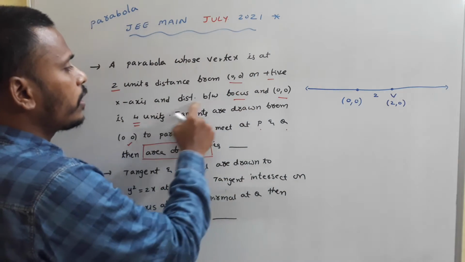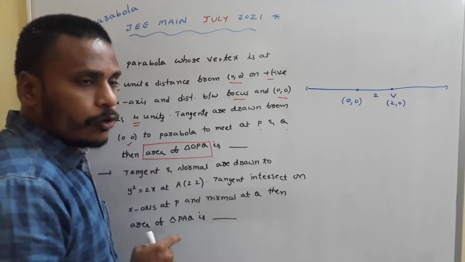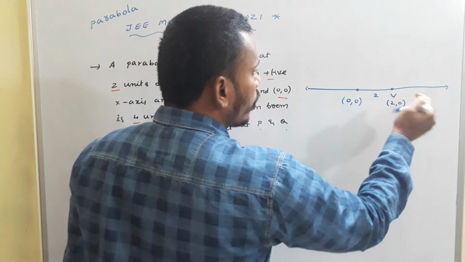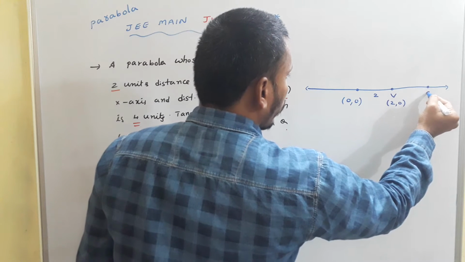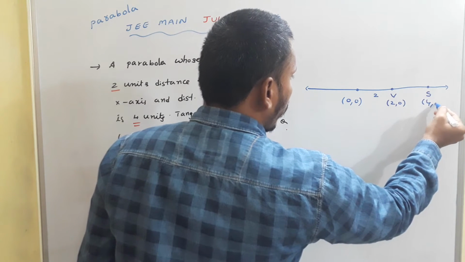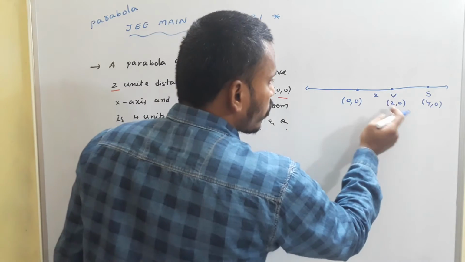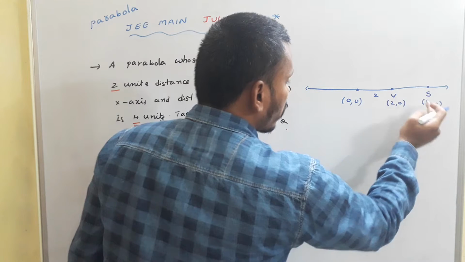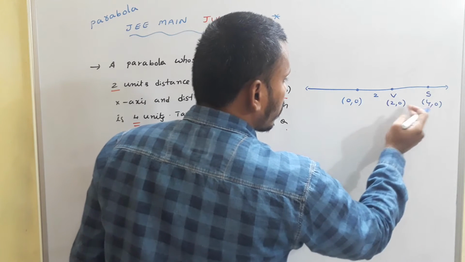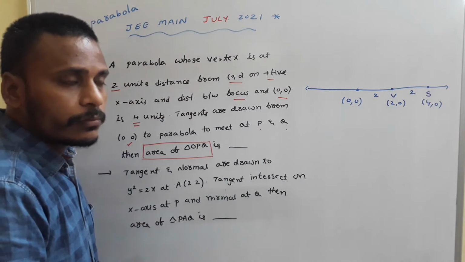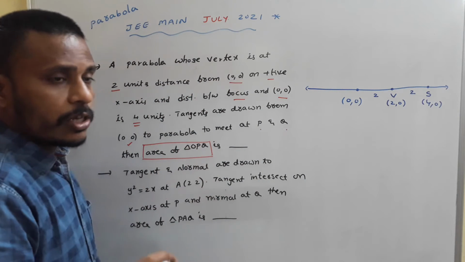And distance between focus and origin is 4 units. Since the focus is at 4 units distance from origin, if this is S, its coordinates are 4, 0. So origin to vertex is 2 units, origin to focus is 4 units. That in turn represents that vertex to focus is also 2 units. So vertex to focus is also 2 units.